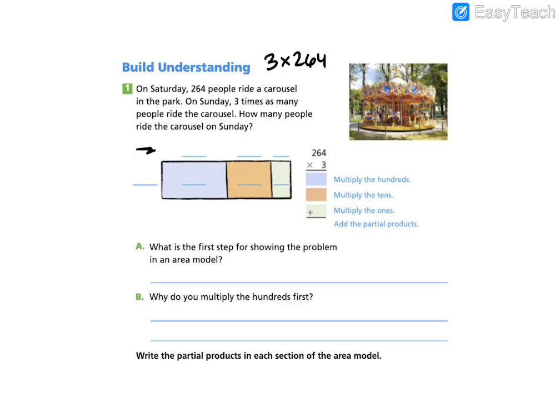I'm going to use my area model to show 264 in expanded form. So 200s, 6 tens, and 4 ones. Those are each being multiplied by 3. So let's go ahead and take a look at letter A before we fill in our area model, because letter A is asking us, what is our first step for showing the problem in the area model?